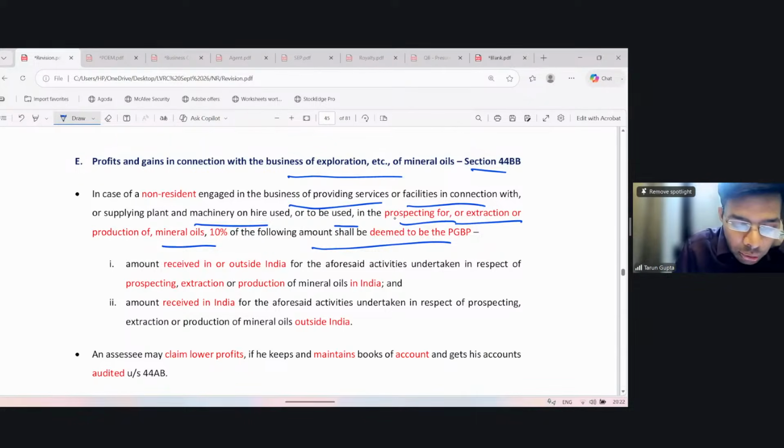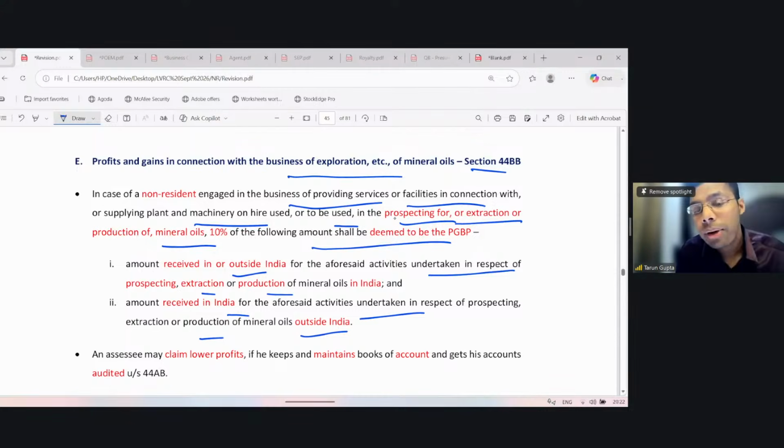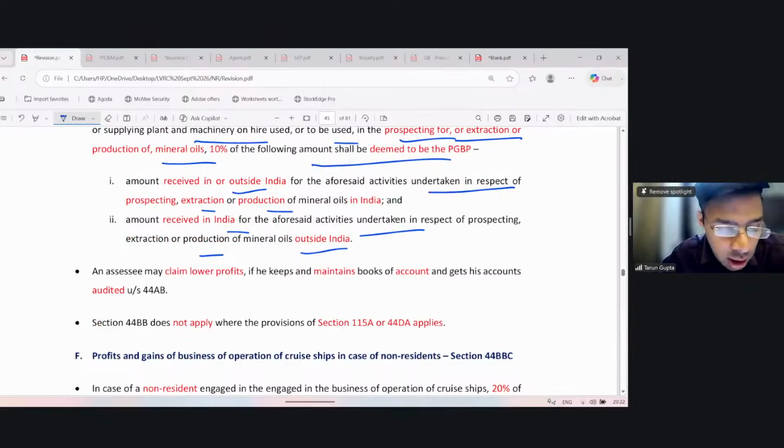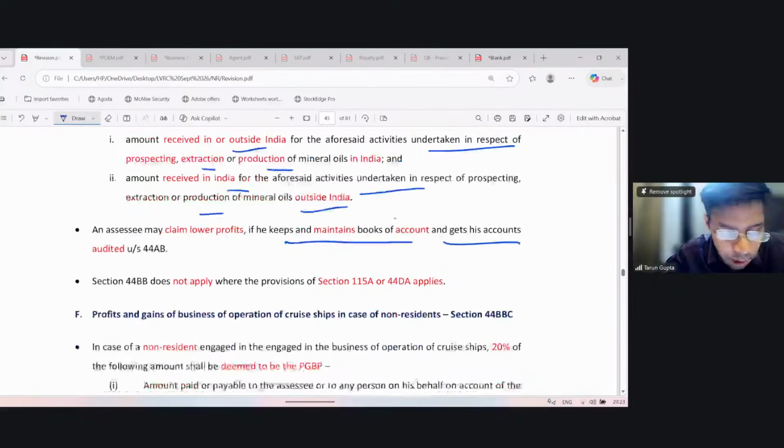Amount received in or outside India for the aforesaid activity undertaken in respect of prospecting, extraction, or production of mineral oil in India, and amount received in India for the aforesaid activity undertaken in respect of prospecting, extraction, or production of mineral oil outside India. Either these activities are being undertaken in India or the amount is received in India. In both cases, 10% of such amount shall be deemed to be the PGBP. Here also, the Act gives an option to the assessee to claim lower profit if it keeps books of account and gets them audited. Section 44BB does not apply where the provisions of Section 115A and 44DA apply.